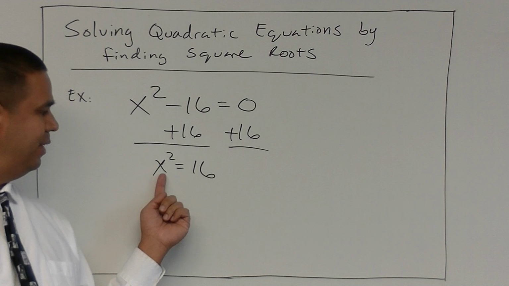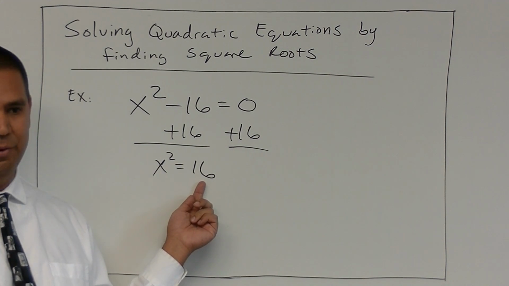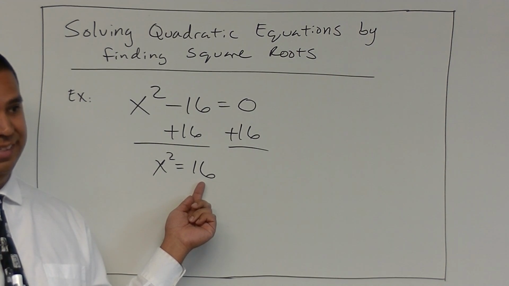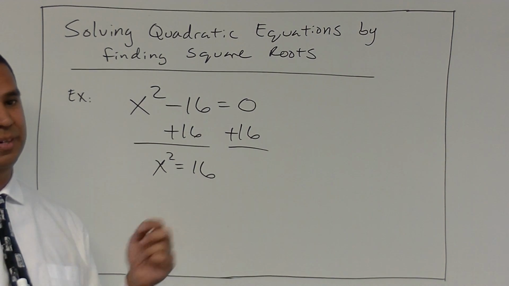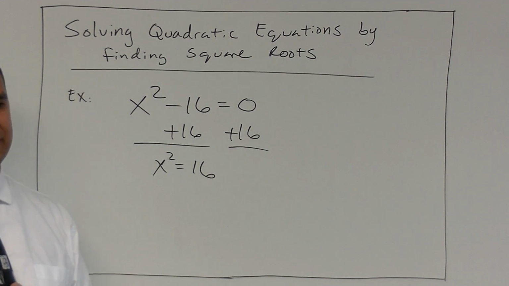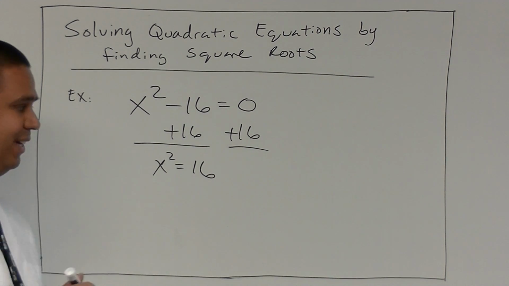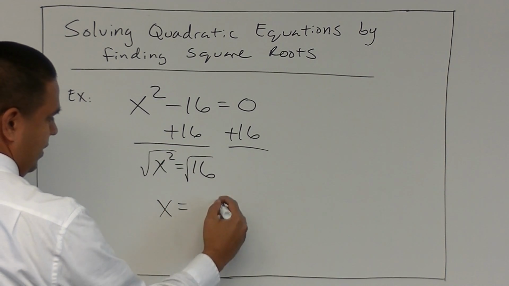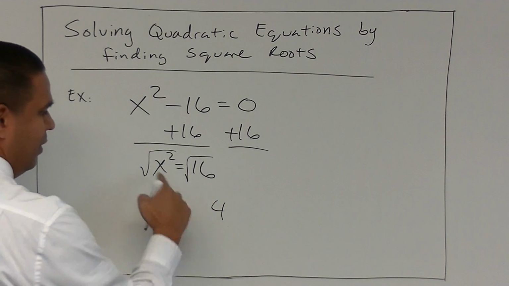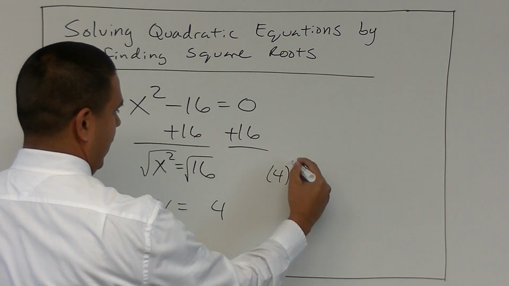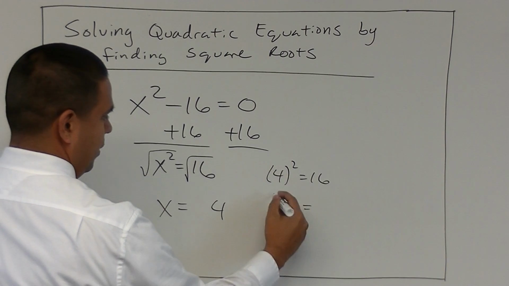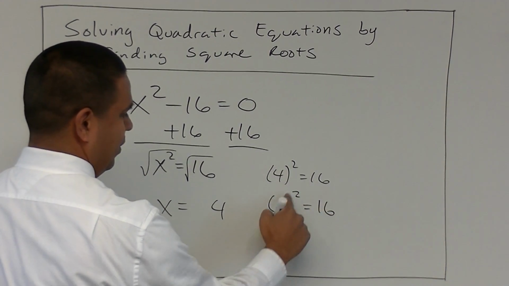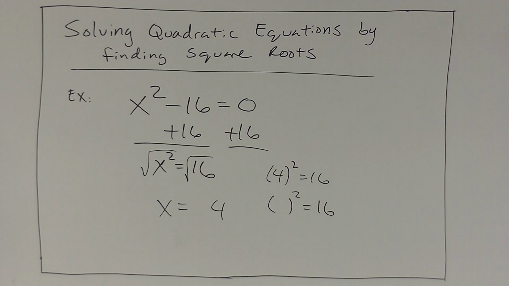So this is asking what number squared is 16? 4. 4, but there's another one. Not 8, 8 squared is 64. 2 squared is 4, but 4 squared is 16. I'm telling you, there's another number that when we square it, we also get 16. Negative 4. Very good.